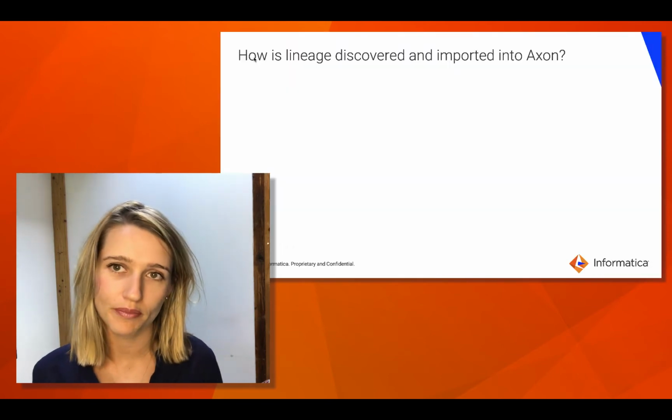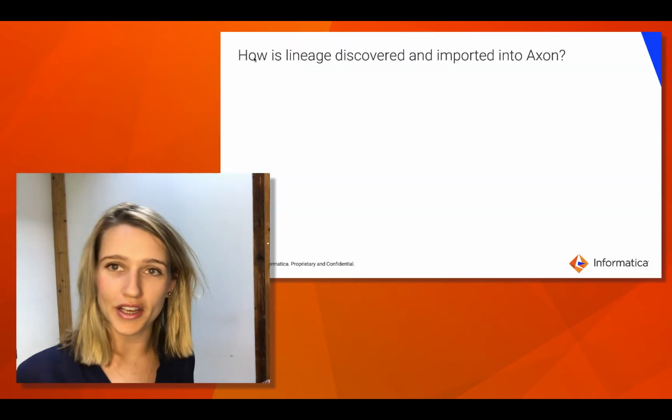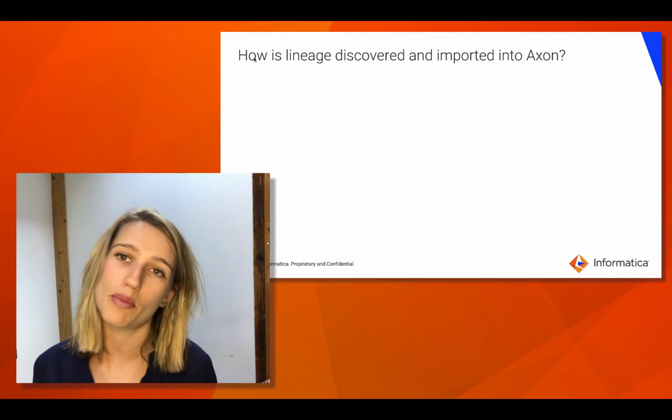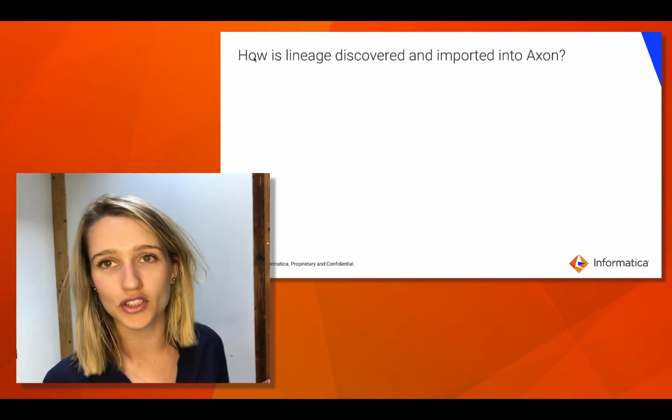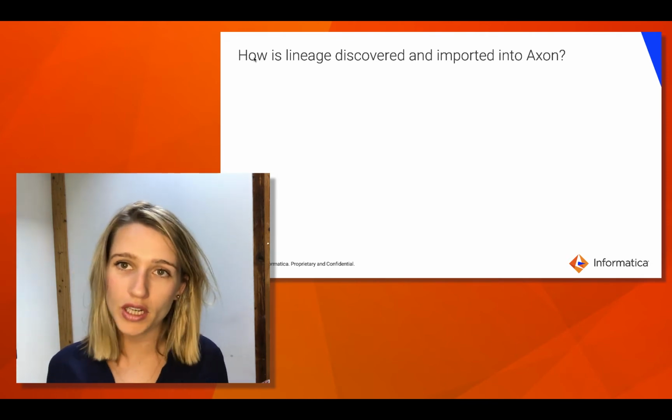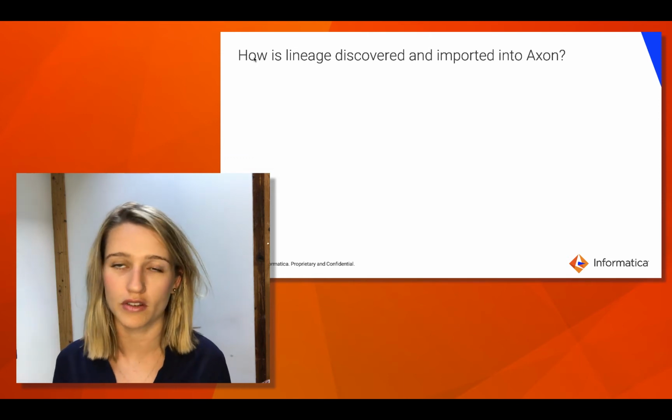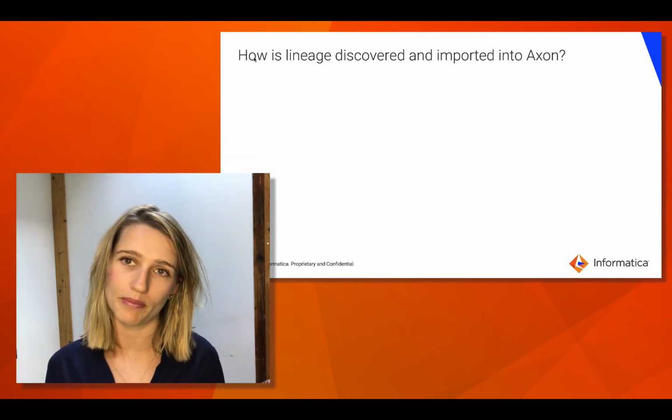This one is about lineage and how we discover it and import it into Axon, our data governance tool, which is where we will govern it and we will link it up to business context so that you can get the most value possible.